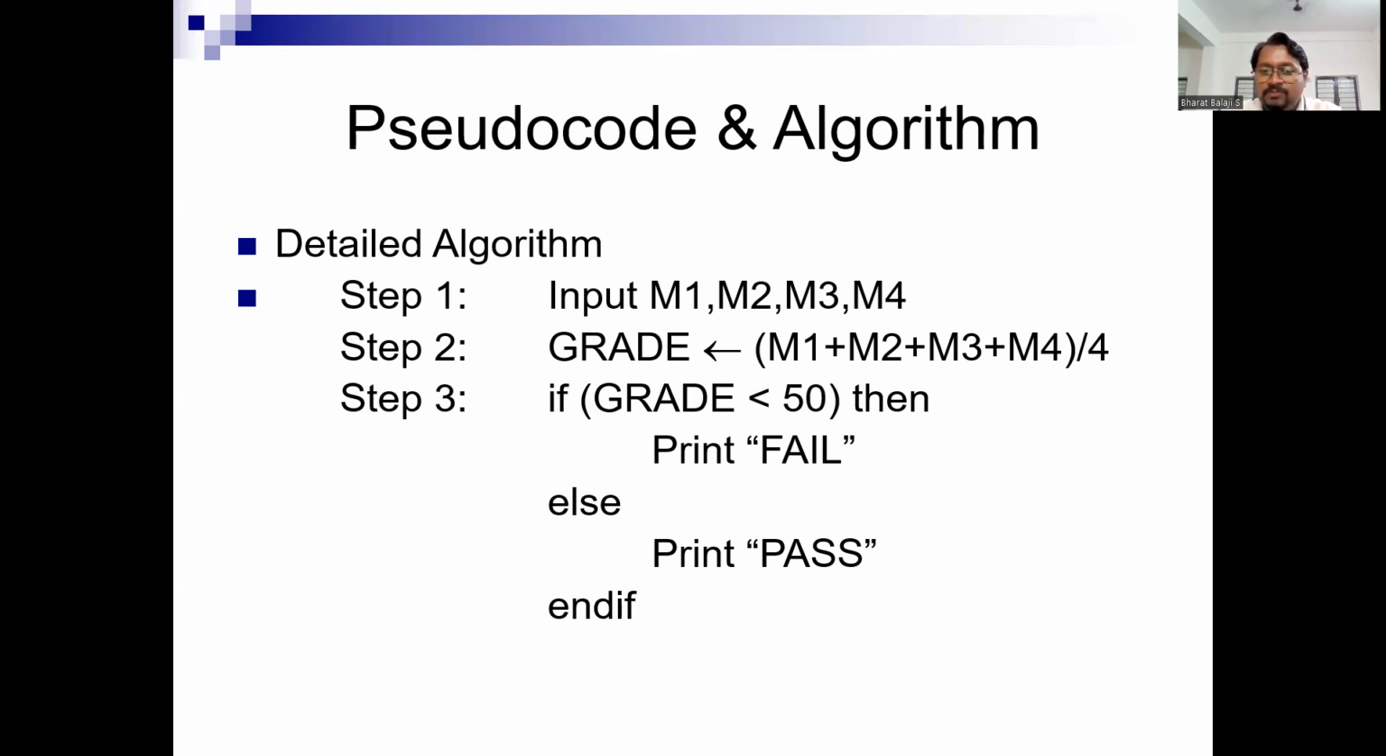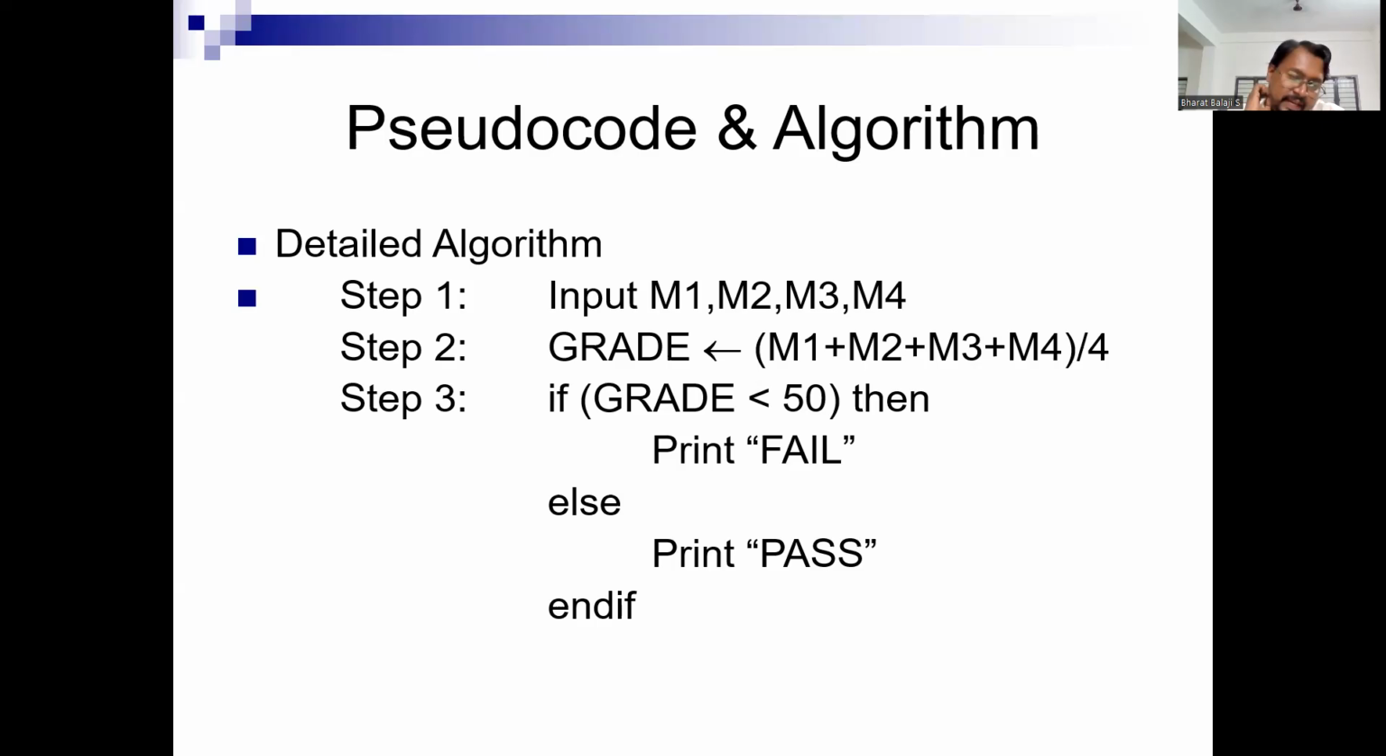And in the third step, we check whether the grade is less than 50 or not. So the condition is: if grade is less than 50, then print fail. Else, if the grade is not less than 50, it goes to the other branch.